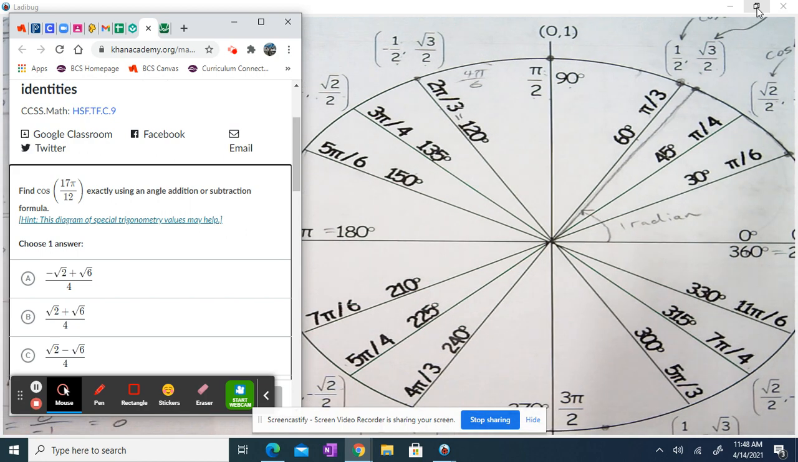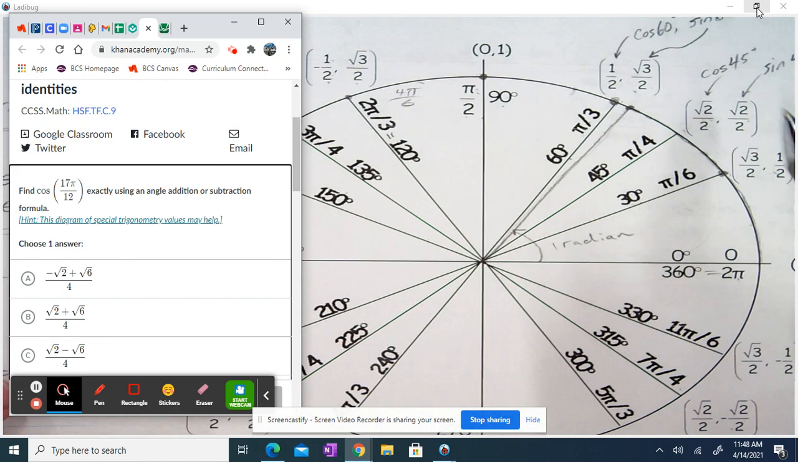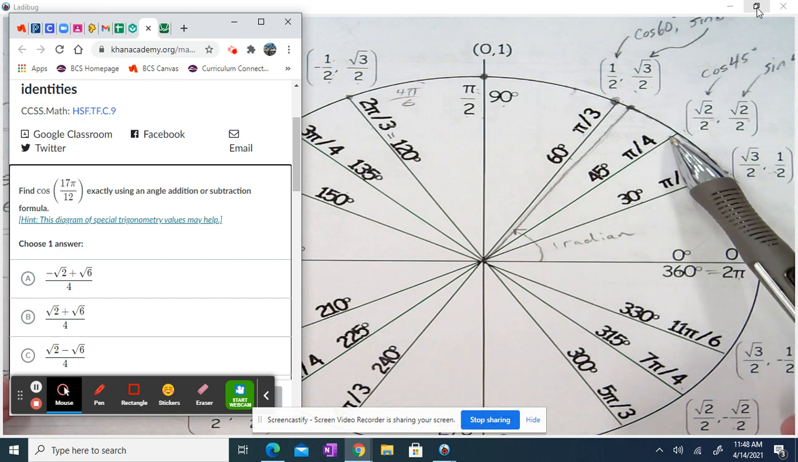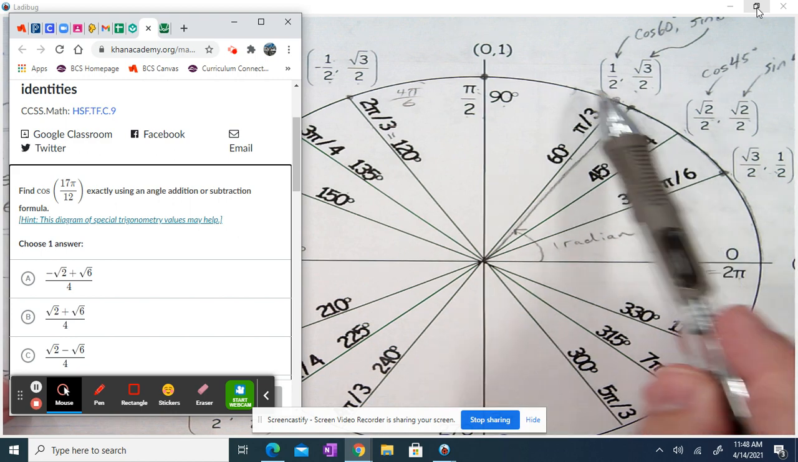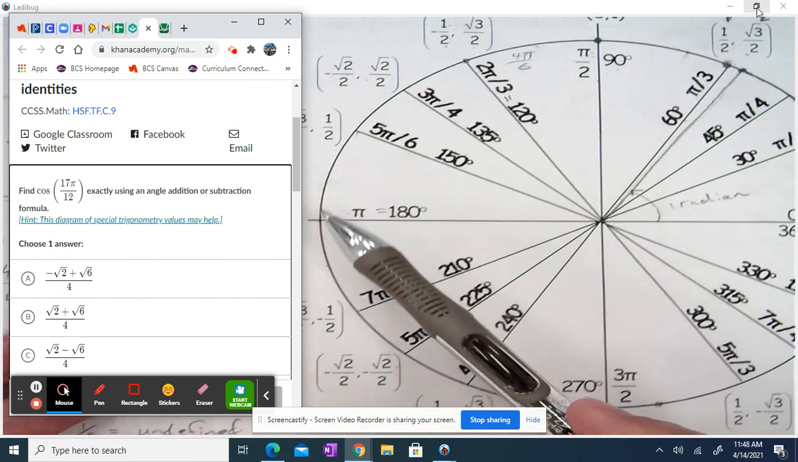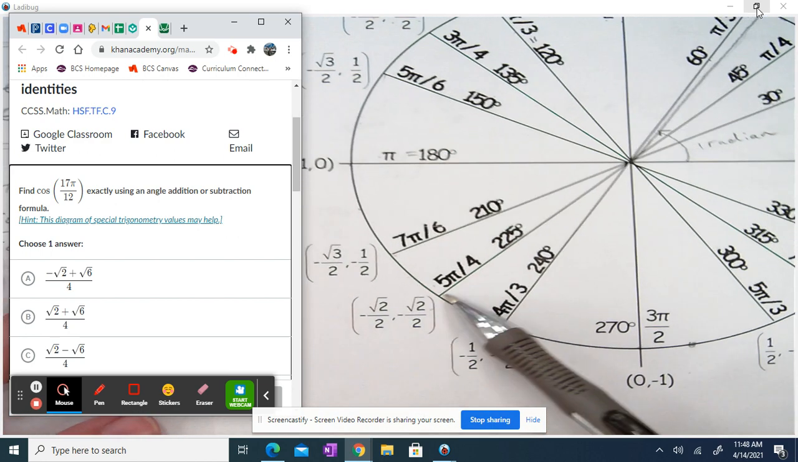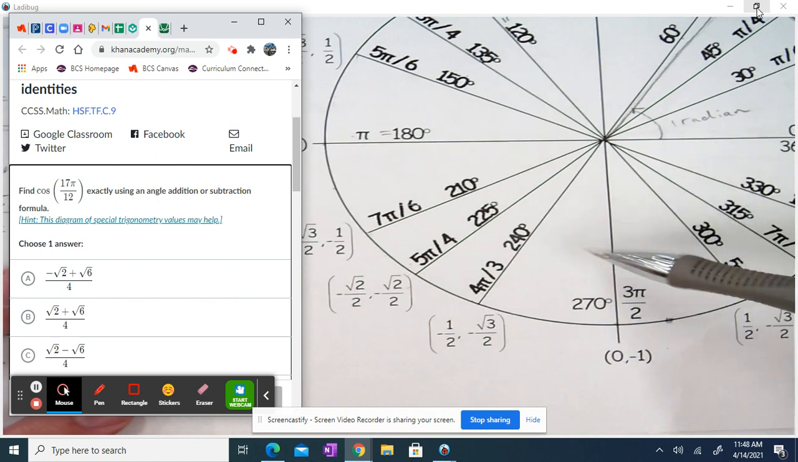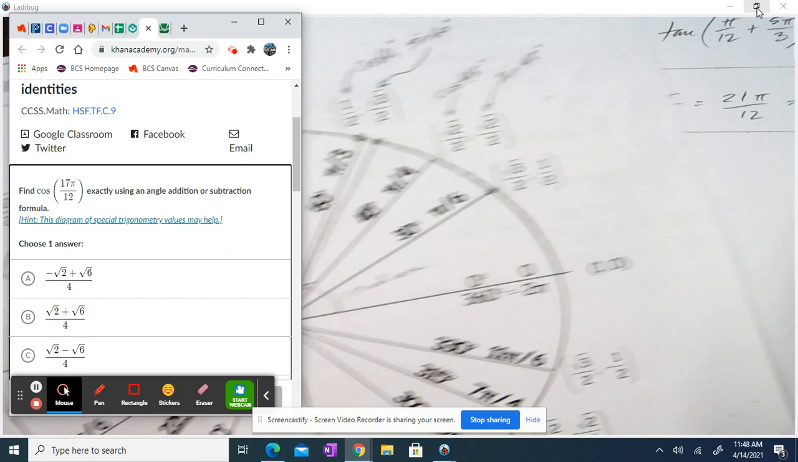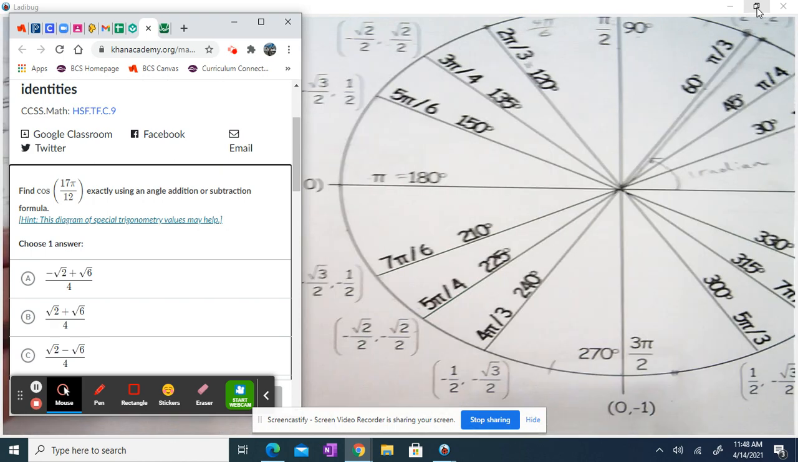To get an idea where 17 pi over 12 is, you know, pi over 12 is like right here. So that would be 1 pi over 12. That would be 2 pi over 12, right? It's about 15 degrees. 3 pi over 12. That would be 4 pi over 12. 5, 6, 7, 8, 9, 10, 11, 12, 13, 14, 15, 16, 17. So it's right in here somewhere. I've already forgotten, 17 pi over 12. It's right about here.